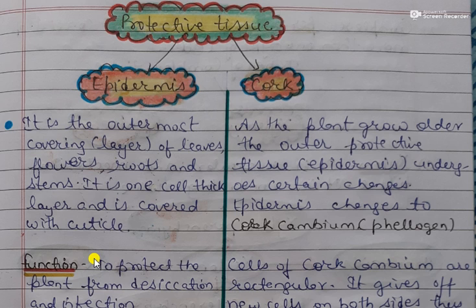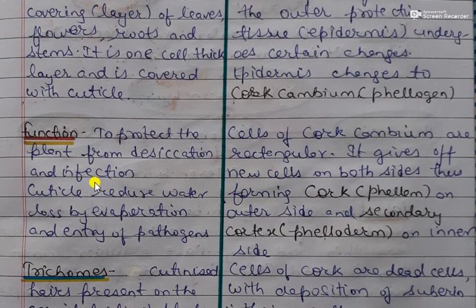The function of epidermis is to protect the plant from desiccation. Desiccation means loss of water and infection. Cuticle reduces water loss by evaporation and entry of pathogens. We know that epidermis is covered by cuticle. This cuticle prevents loss of water by evaporation and it also stops the various pathogens from entering into a cell.